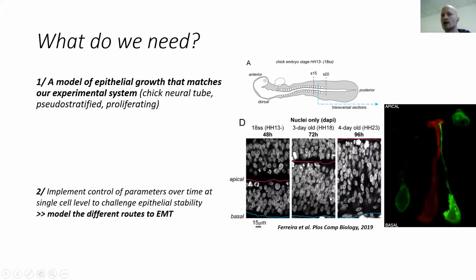And then from there, hopefully in the second phase, implement control of parameters of adhesion, polarity, and proliferation at the single cell level to try to model the different scenarios to go from epithelial to mesenchymal.